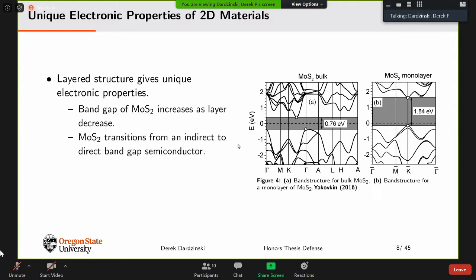That is due to some quantum confinement effects. MoS2 also transitions from an indirect band gap semiconductor to a direct band gap semiconductor. You can see it's indirect here and then direct here. For some of these interesting properties, most HER studies with MoS2 do use 2D nanocrystals, and that's because there's more edge sites as well. But for our study, we're just using a bulk material.